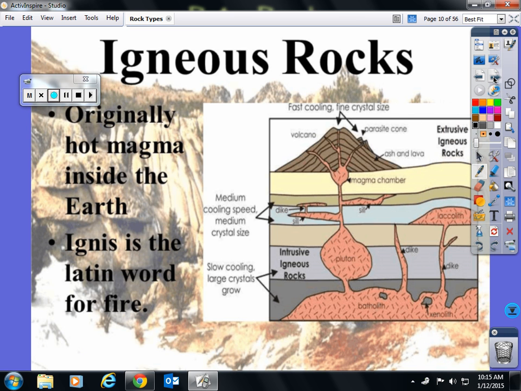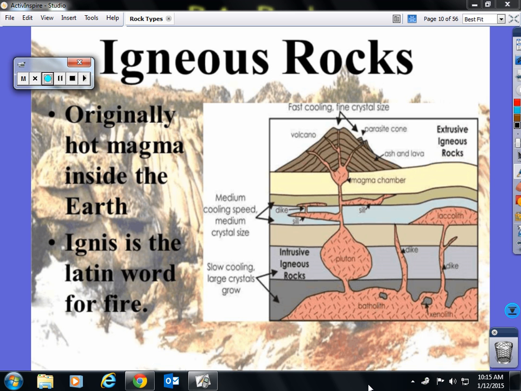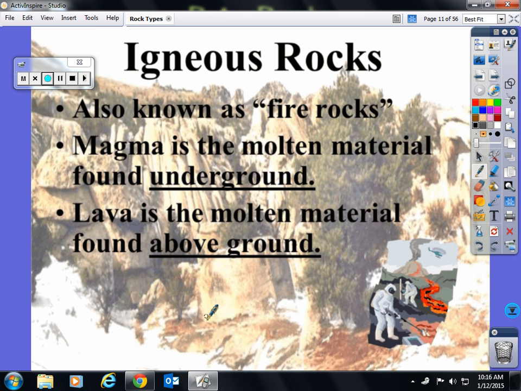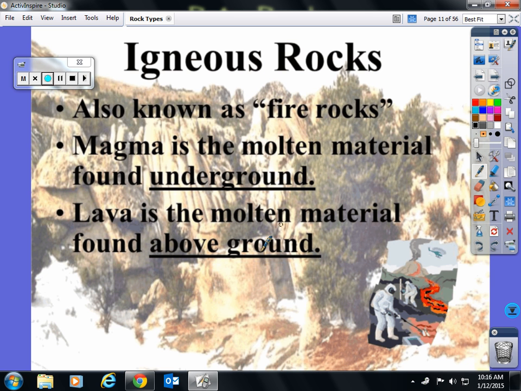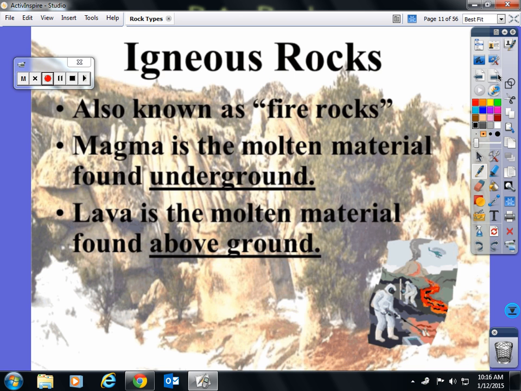Okay. So igneous rocks originally are hot magma, and once it comes out, it's considered lava. So magma's inside the volcano. Once oxygen hits it, it comes out, it is now lava. And igneous is the Latin word for fire. So igneous rocks are known as fire rocks. I just said this, magma's underground, lava's above ground. This is important because magma is going to form certain kinds of rocks, lava is going to form a different kind of rock.